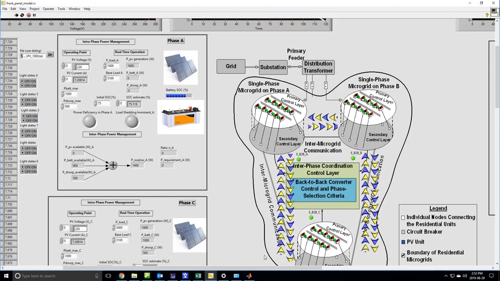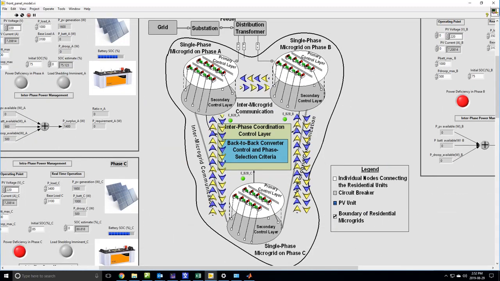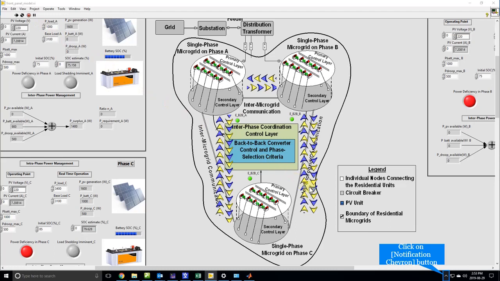For demonstration purposes, you can see that there is power flowing between phase A and phase C, and there is power flowing between phase A and phase B. Two back-to-back converters will be used. One is the back-to-back converter between phase A and phase B, and the other one is between phase A and phase C. So the enabled signals are enabled. This demonstrates the case where one of the phases has surplus power while other two phases have power deficiency in them.